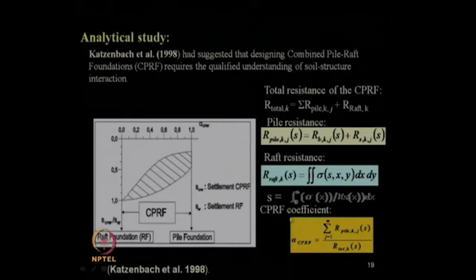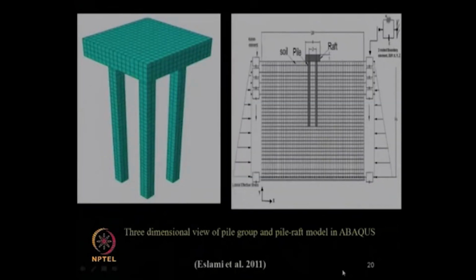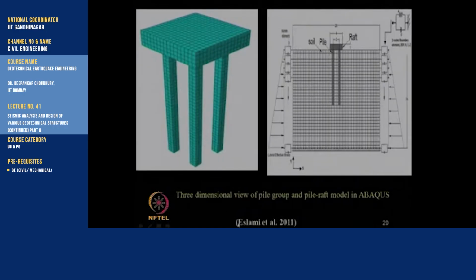So, we suggest for better design, the range of CPRF is 0.45 to 0.55. That is the typical range of the CPRF always set for a better design of the CPRF foundation. Other researchers also recently have taken up this important topic of research.